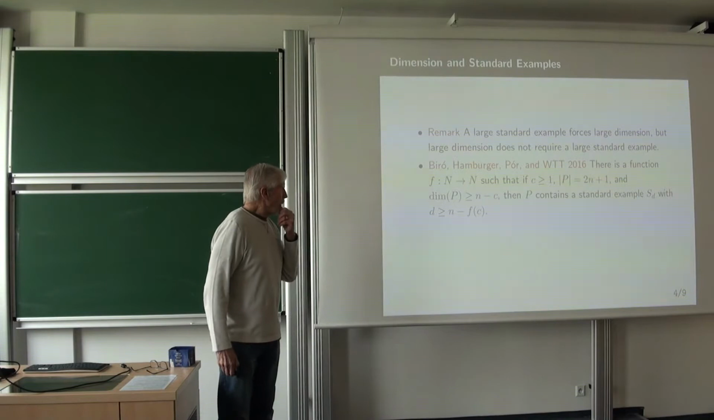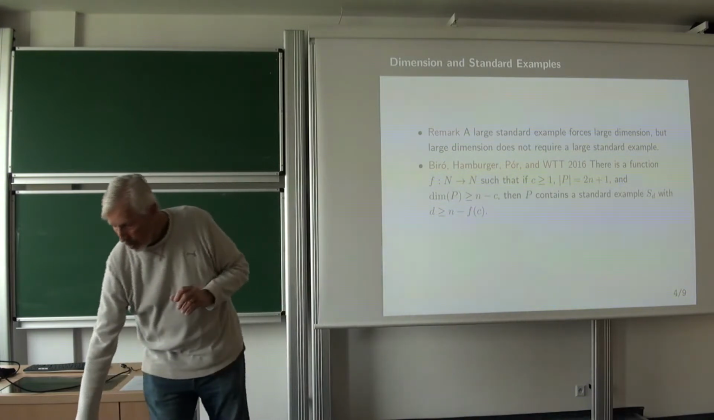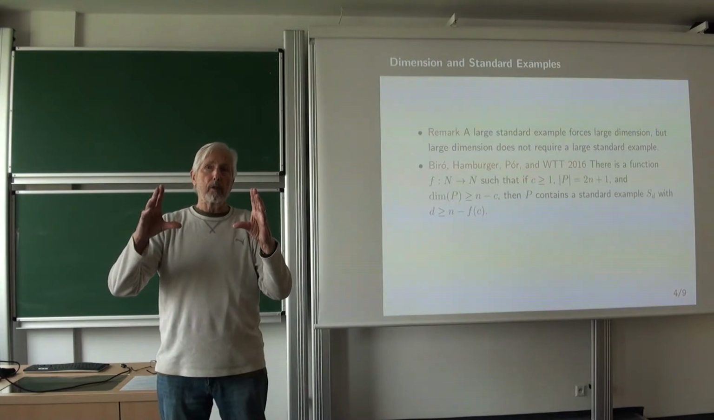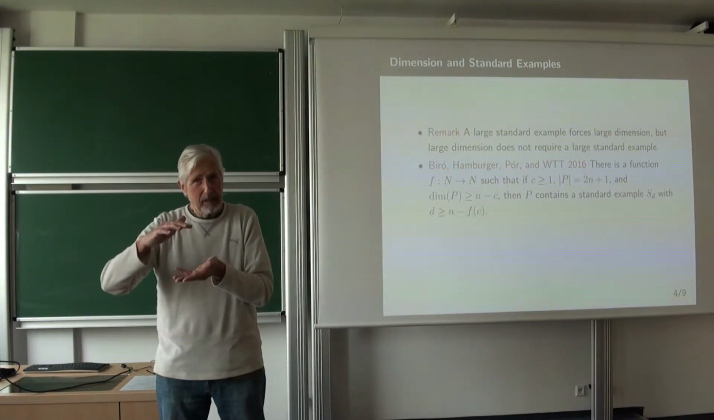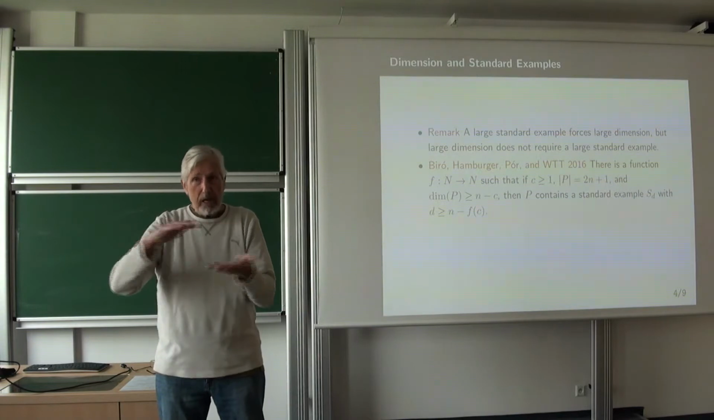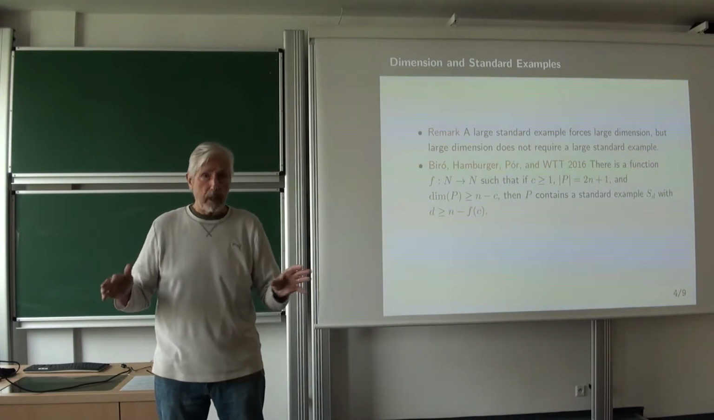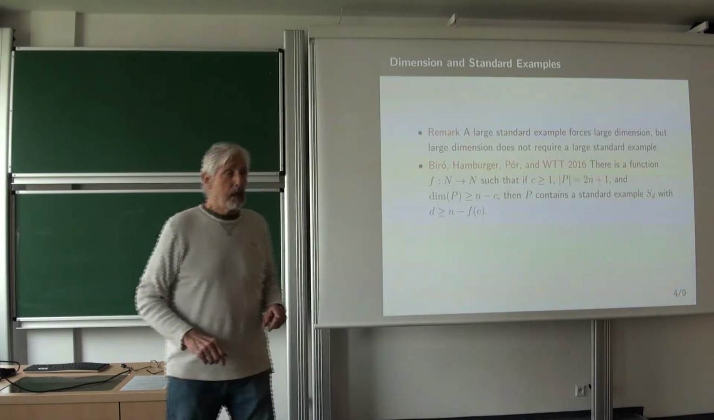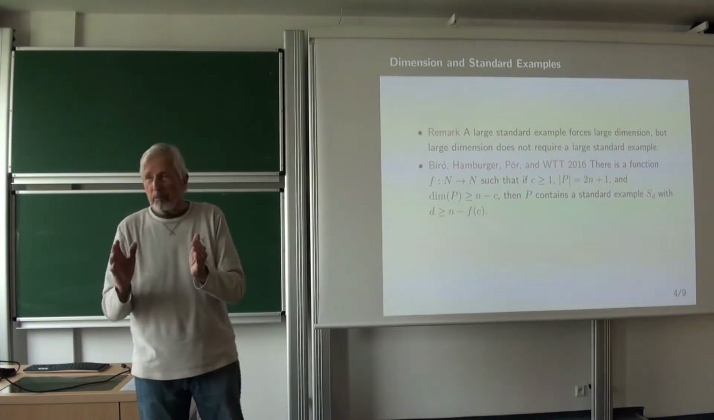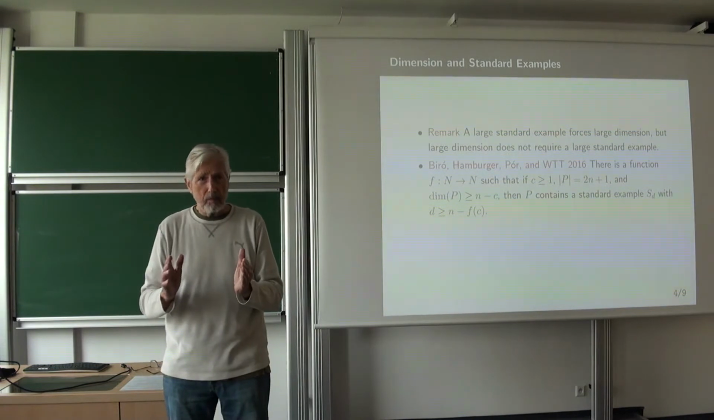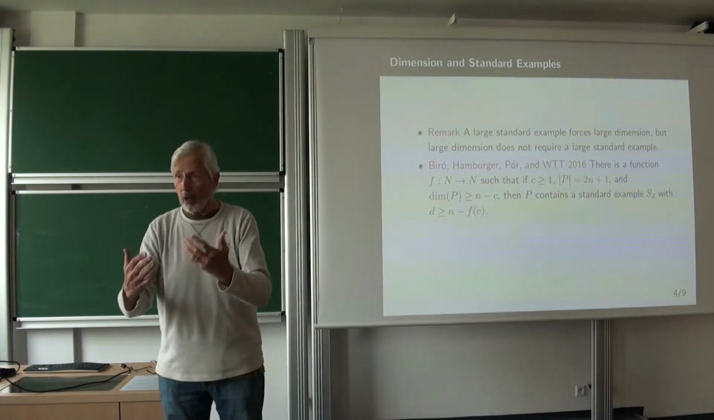Now here's a result that we have with Biró, Hamburger, and Pór. And you have to try to understand what this is saying. So the standard examples show that the dimension can be as large as half the number of points. And actually, that's tight. It's not only tight, it's achieved only by the standard example. Now that's a very, very non-trivial proof. It would take more than a week to prove that theorem alone. But this says that that theorem is stable in the sense that if your dimension is about half the number of points, close to it, then the only way that that can happen is that it's driven up by a large standard example.